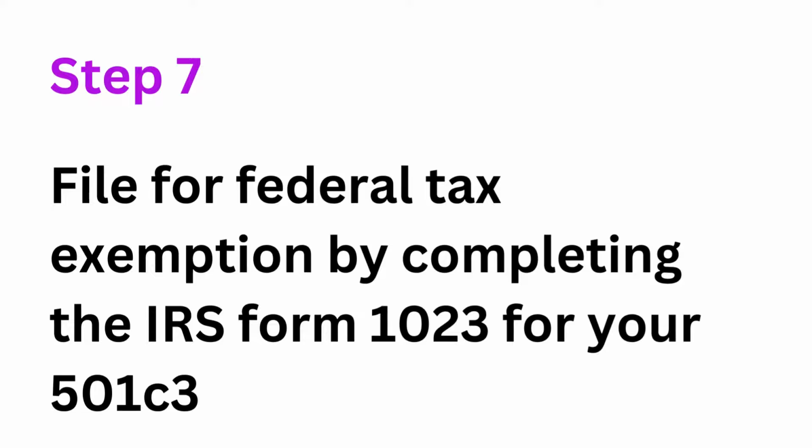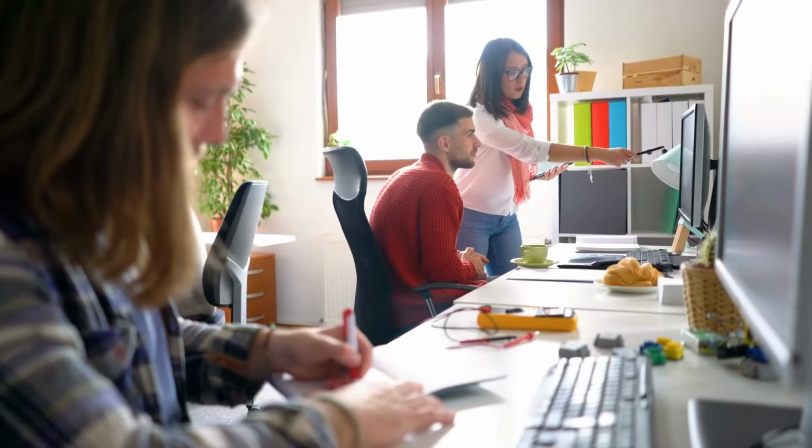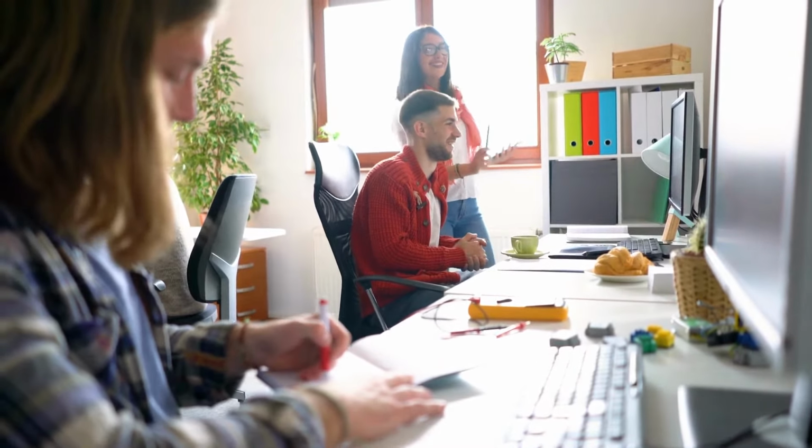Step 7. Apply for federal tax exempt status. File Form 1023 or 1023 Easy, which is the application for recognition of exemption under Section 501(c)(3) of the Internal Revenue Code. This step is necessary for receiving tax-deductible donations and grants. Step 8. Apply for state tax-exempt status. File Form 350, Submission of Exempt Request, with the Franchise Tax Board in California.